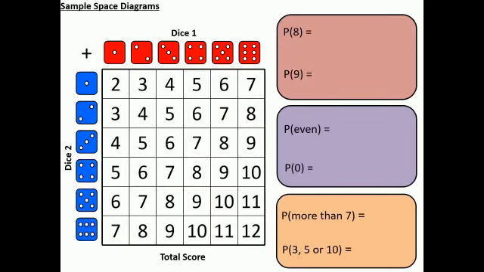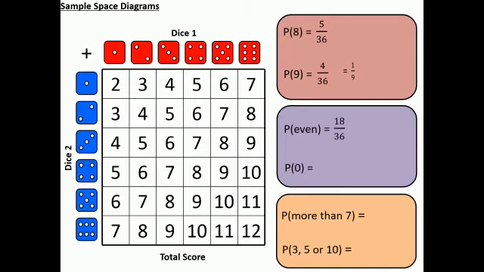Okay, probability of getting 8. So, please count how many 8s you can. 1, 2, 3, 4, 5. Yeah, 5 by 36. And 9: 1, 2, 3, 4. 4 by 36. Okay, and even number, we just finish the even number: 18.